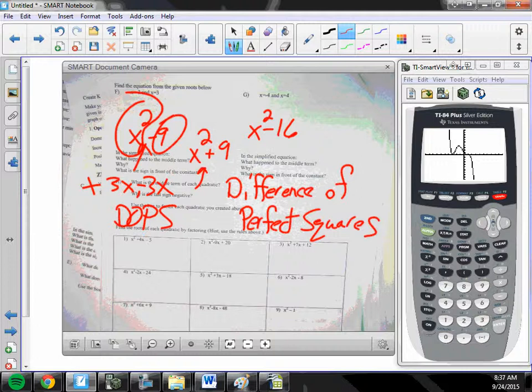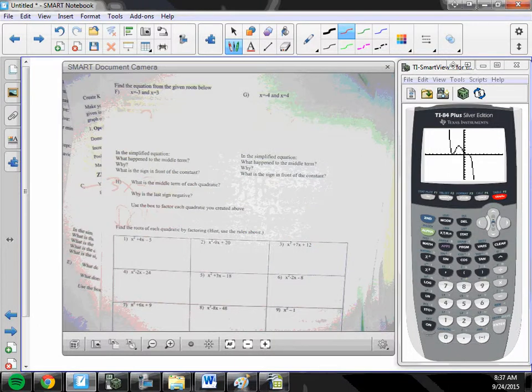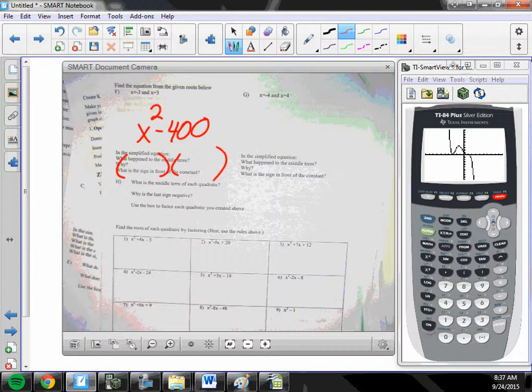So if I had something like x squared minus 400, could I factor that? Well, is x squared a perfect square? Yes. Is 400 a perfect square? Yes. So this would be what? I don't even need to draw the box. What are the factors? X minus 20 and x plus 20.